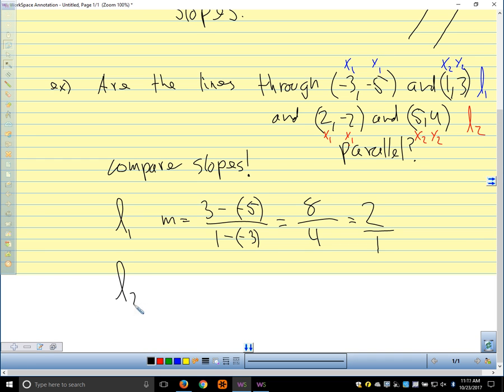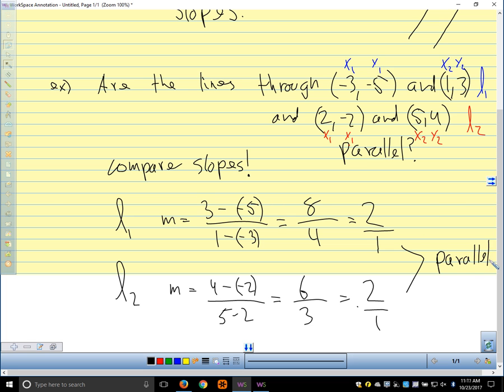And for L2, the slope is y2 minus y1, 4 minus -2, over x2 minus x1, 5 minus 2. 4 minus -2 is 6, 5 minus 2 is 3, and my slope is 2. We can think of that as 2 over 1. They're exactly the same, so the lines are parallel. If they were not exactly the same, if one was 2.1 and the other was 2, those lines would not be parallel. They have to be exactly the same for the lines to be parallel.